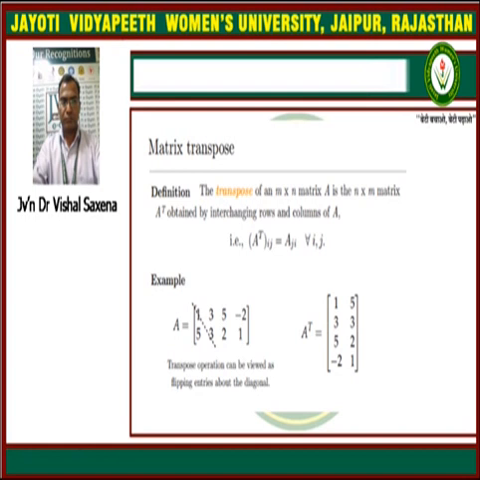That is written here, like you can see, A_ji is equal to A transpose_ij. And now we take one example for this. If the matrix A is given by 1, 3, 5, minus 2 as the first row, and the second row as 5, 3, 2 and 1, then this matrix A has 2 rows and 4 columns. So the order of this matrix A is 2 into 4.